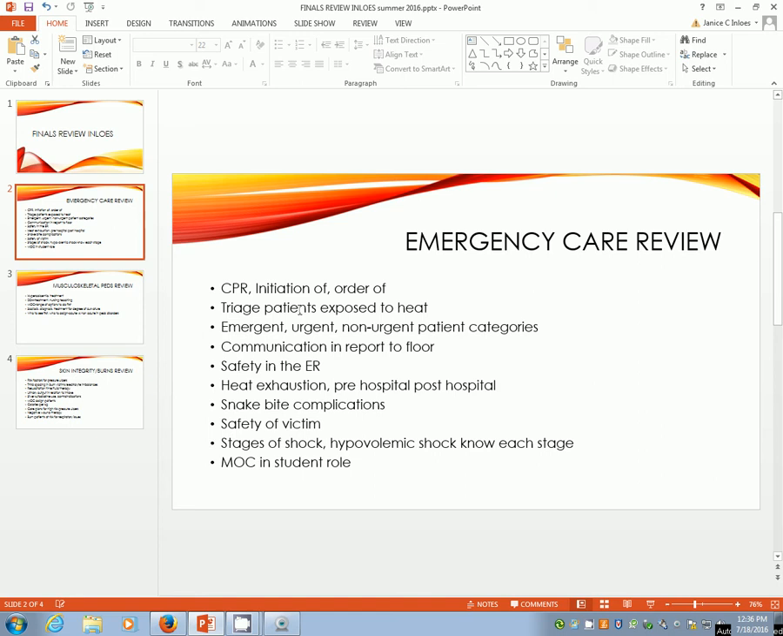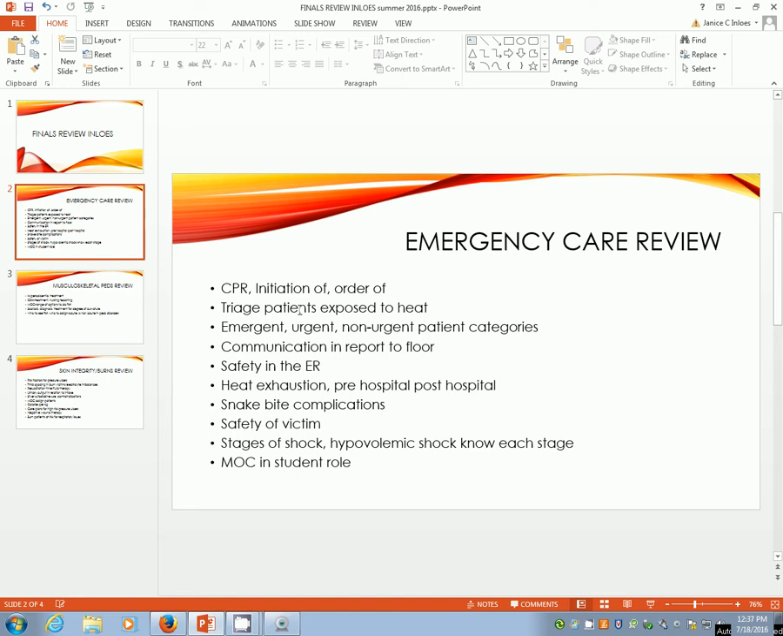Communication and report to the floor. You need to know what all you need to tell the floor nurse when you give report from the ER. A lot of times it's short and sweet and not near enough. So you want to make sure that you give them all the information that they need. So make sure to be able to choose things that you need to give to the patient.